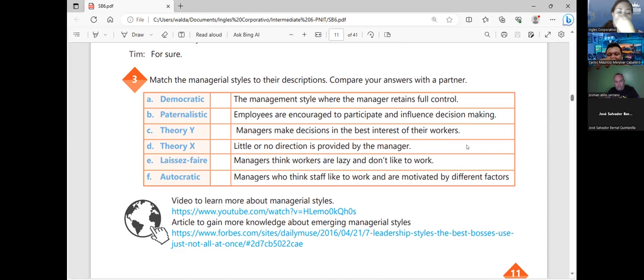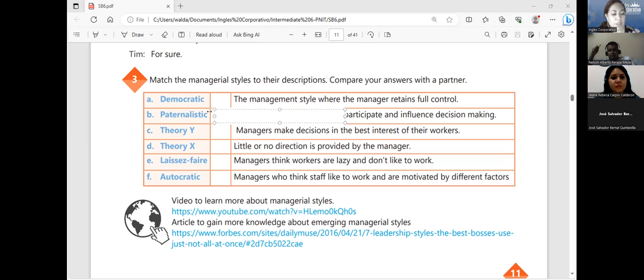Okay, so let's start with the first one, democratic. Which one do you think is democratic? Is the second one? Second one, yeah. Employees are encouraged to participate and influence decision-making. Good, yes, exactly. Just like a democracy, that's the idea, so everybody has something to say and to contribute.